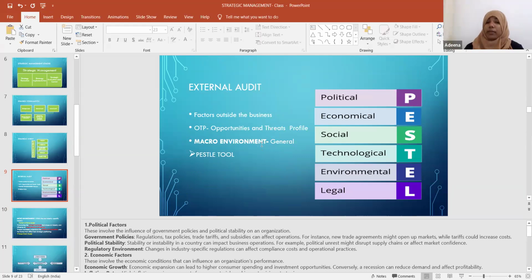So macro environment analysis could be done through the PESTEL tool. PESTEL is nothing other than analyzing the political, economic, social, technological, environmental, and legal factors of the organization. By analyzing these factors, the organization understands its large macro environment and tries to formulate strategy based on the large environmental factors. And the next audit is the micro environmental factor audit within the external environmental audit.